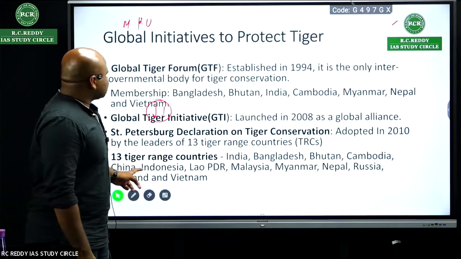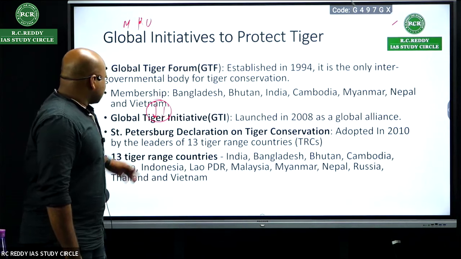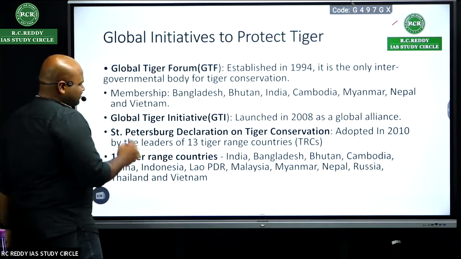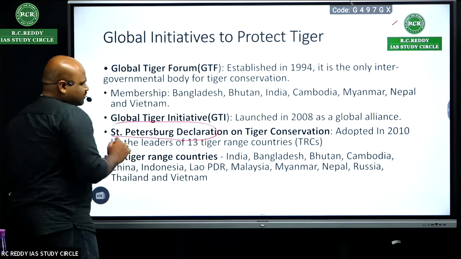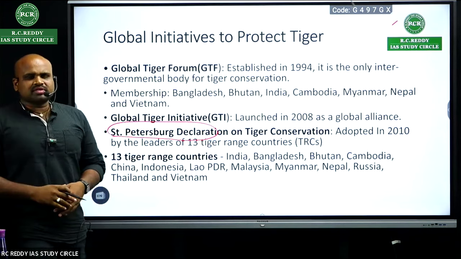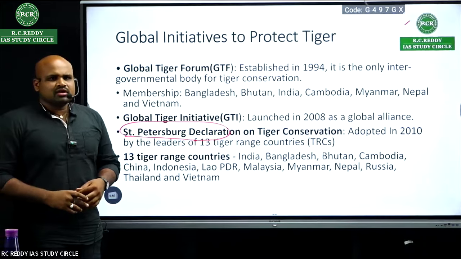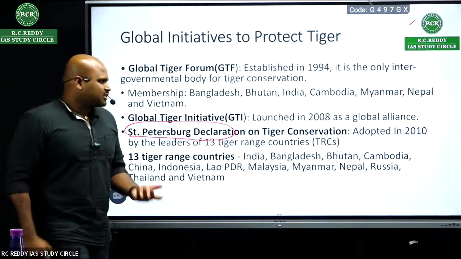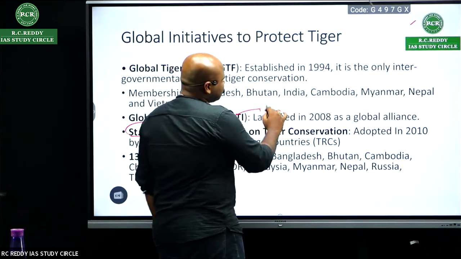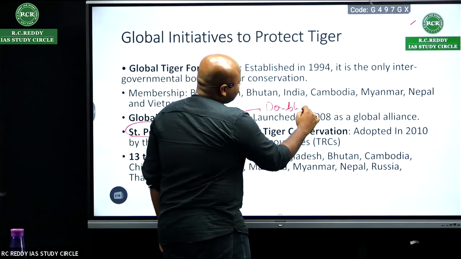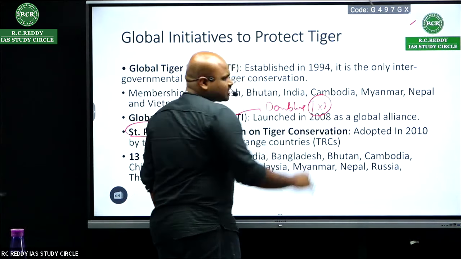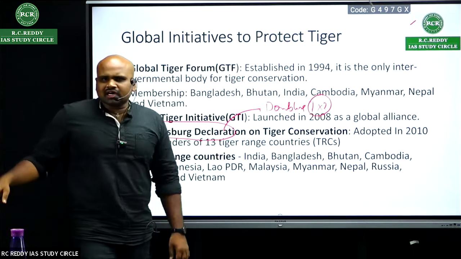Okay? Next, some initiatives. In these initiatives, you read up. We see the St. Petersburg Declaration. When we talk about the St. Petersburg Declaration, it is with respect to tiger conservation. And what is it majorly related to? It is majorly related to doubling of tiger population. That is where we talk about TX2, doubling of tiger population.